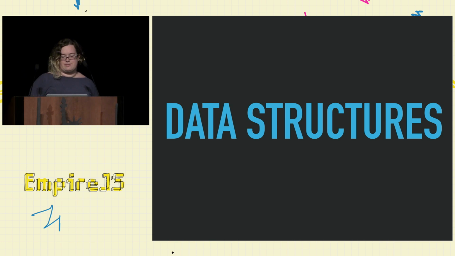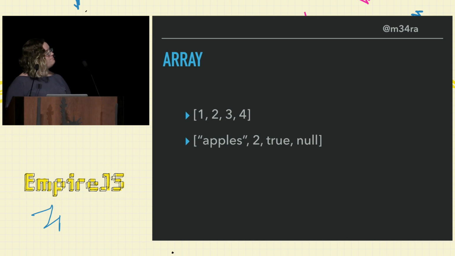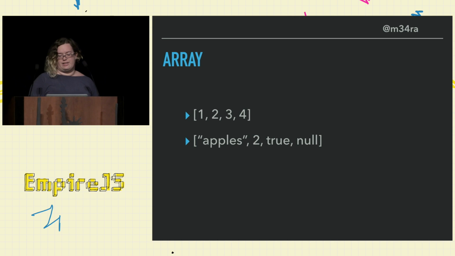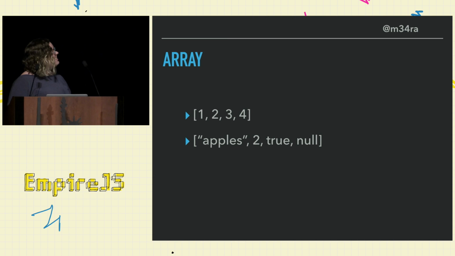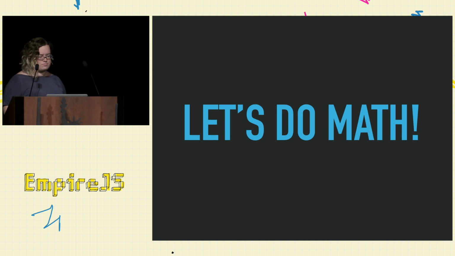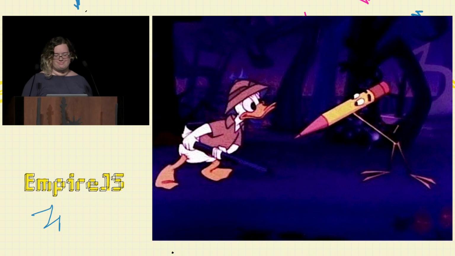JavaScript also has a bunch of different types of data structures, but for the purposes of this talk, we only need to worry about one, which is array. An array you can think about as a collection, and it can be a collection of all one type of thing, like this array of integers up here, or it can be like the second array, where it's a bunch of different things. So great, let's do some math.